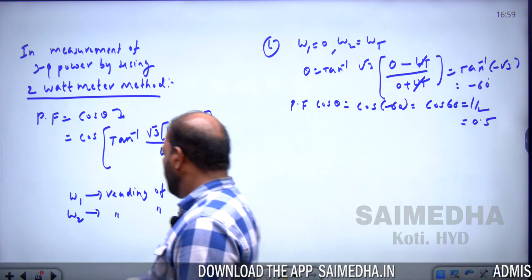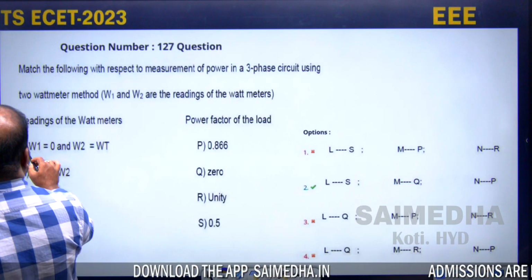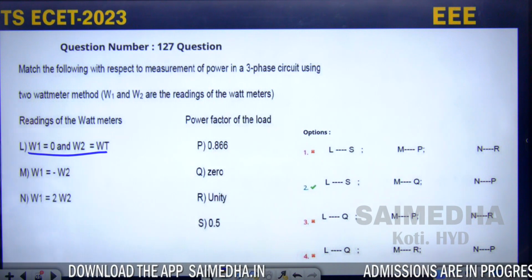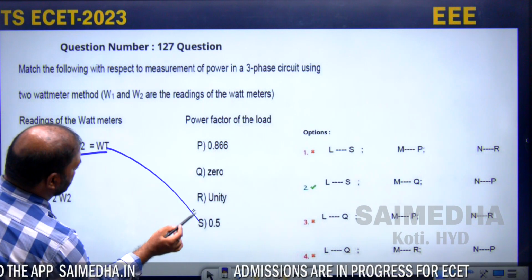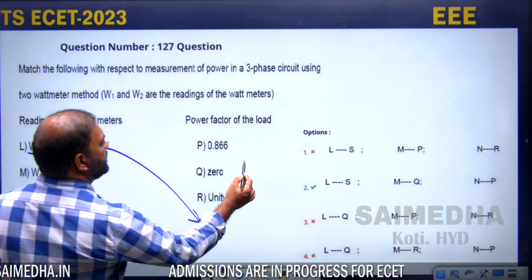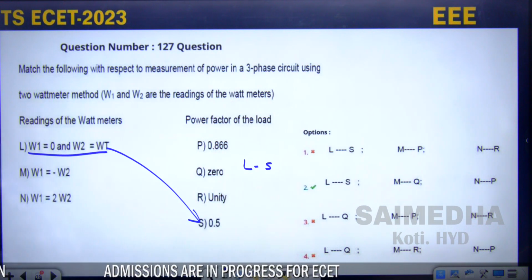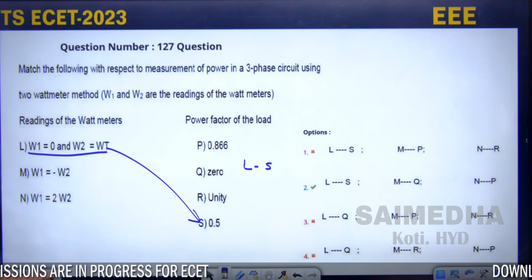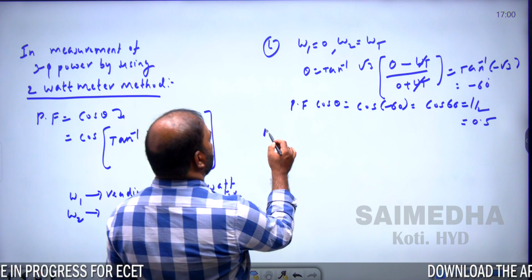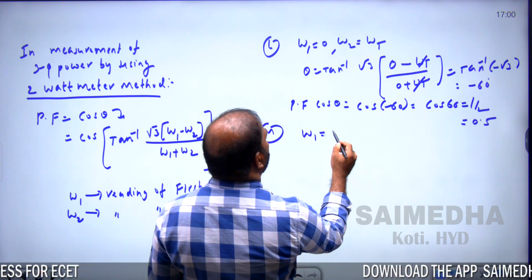So I am matching that when wattmeter 1 reading is 0 and wattmeter 2 reading is WT, the corresponding power factor is 0.5. Then L is matched with that. Then the next case, the second case M: W1 is equal to minus W2.